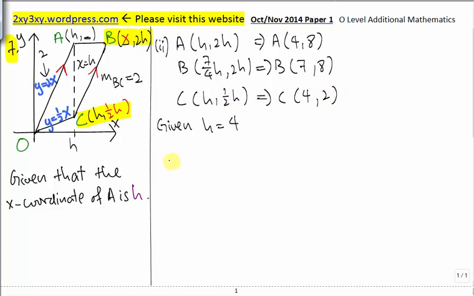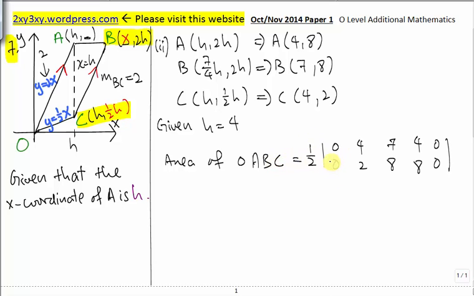Okay. The area of the trapezium OABC is given by this formula. When we use this formula, the coordinates have to be in the anti-clockwise direction. So we start with coordinate O first, O followed by C, B, A, and it must end at O. Coordinate of C, 4, 2, B here, which is 7, 8, then A here, which is 4, 8, then it must end at O.